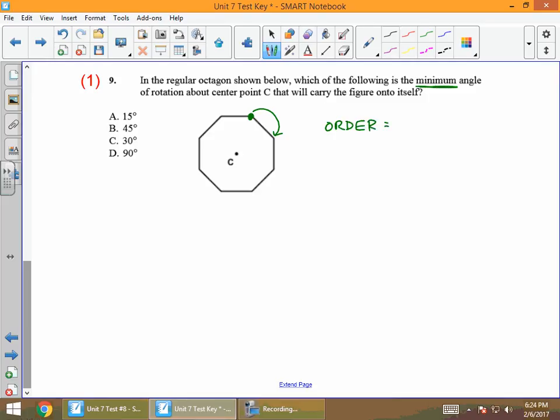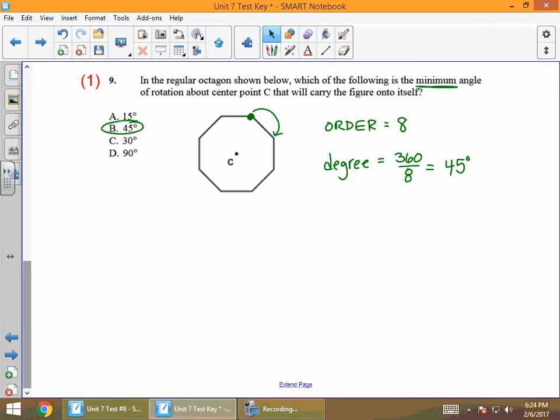The order here would be 1, 2, 3, 4, 5, 6, 7, 8. So it has order 8. So the degree is 360 divided by the order. If you do 360 divided by 8, you will get 45 degrees. So your answer is choice B, 45 degrees. That's it for page 2.